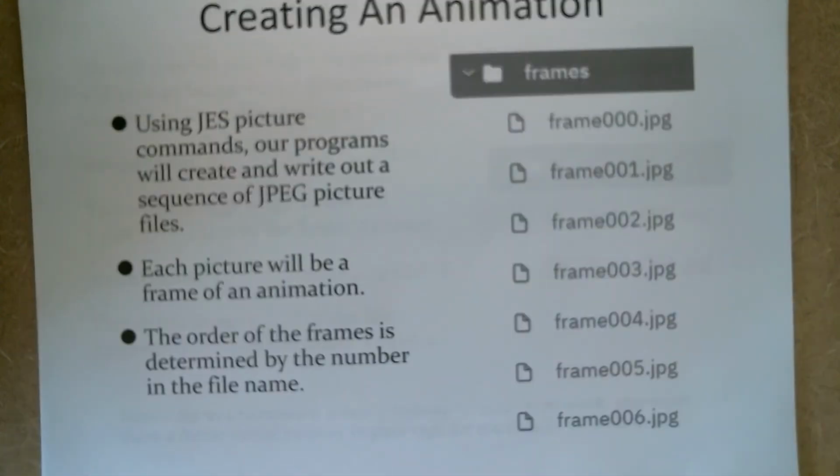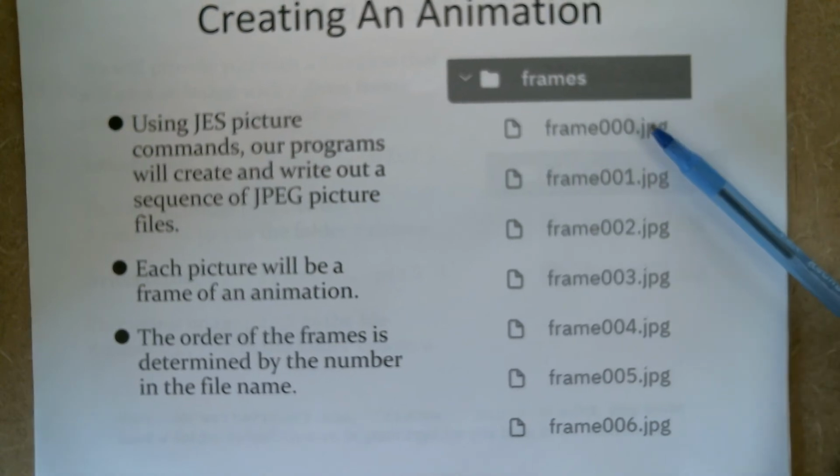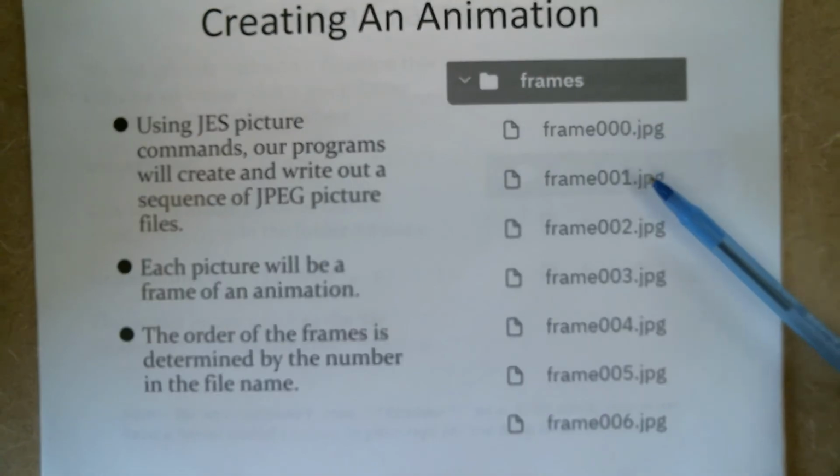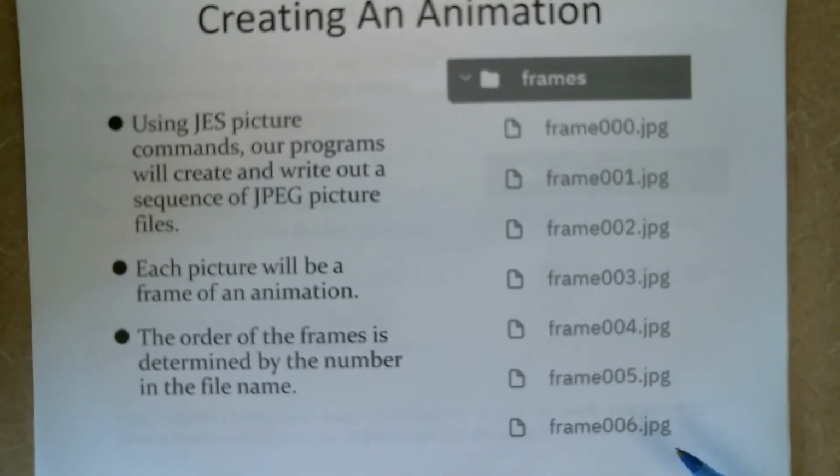So let's talk about how we're going to go about creating these animations. All right, so using our Jest picture commands, our programs will create and write a sequence of JPEG picture files. We're going to write code that creates a whole bunch of pictures in a folder. These pictures represent frames, or individual pieces of our animation. And the order of the frames is going to be determined by the file name.